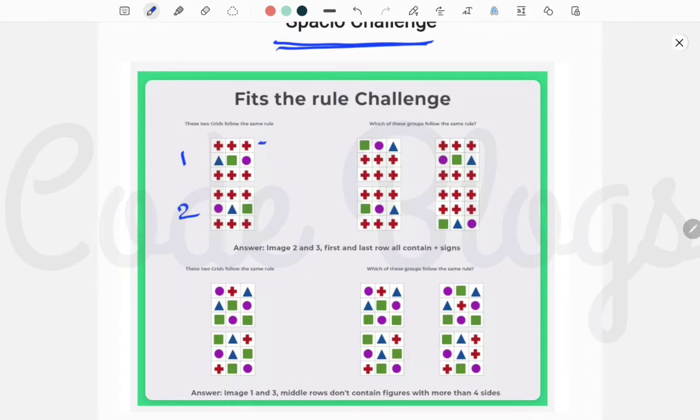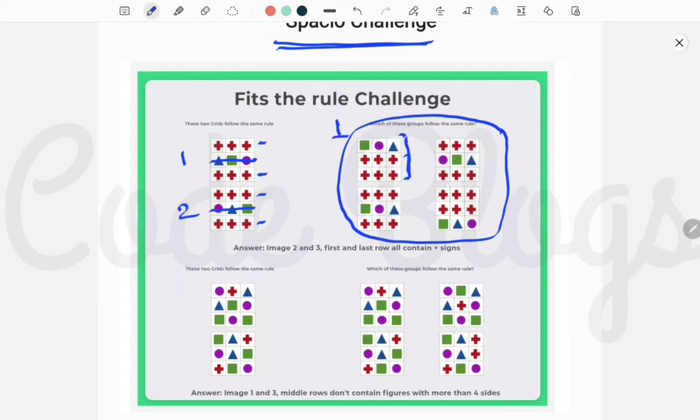So the first row is completely filled, all the columns are filled by plus. The last row is also filled by plus. The second is also the same. Okay, and the middle row is different in both cases. So now you have to find the two grids from this set of 4 that are our answer, that are similar to this grid. Okay, you have to find in between these 4 grids the ones that are similar to the first and second.